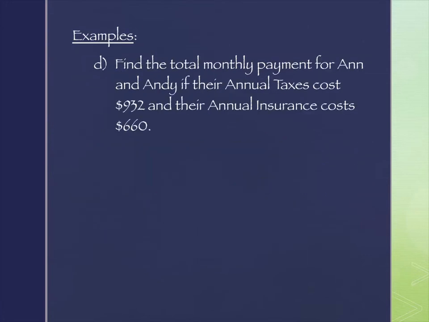Okay, so let's go back to Ann and Andy. We're going to find their total monthly payment if their annual taxes cost $932 and their annual insurance costs $660. This is much like an escrow account would do. An escrow account is the bank managing the loan balance you still owe, the interest, the insurance, and the property taxes. They try to level it all out for you so that you're covered at the end of the year and you don't have that sneaky bill that's $1,000 more than you thought, like we did. That's what escrow is trying to do for you.